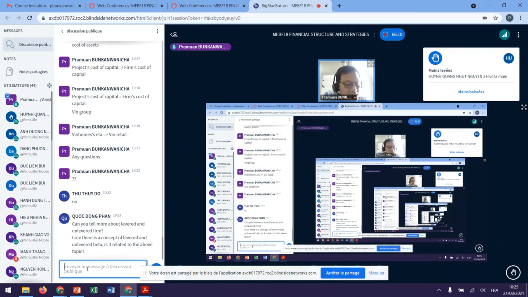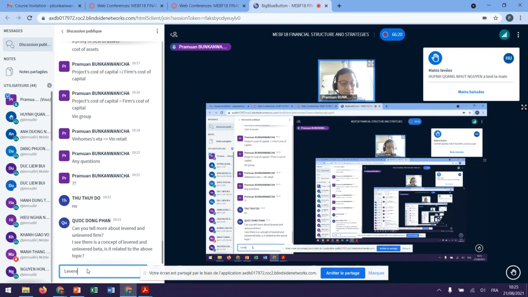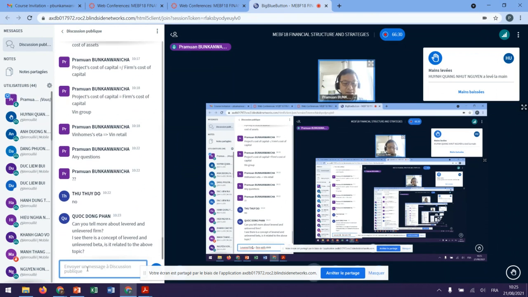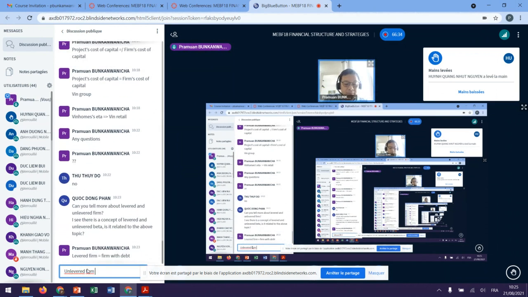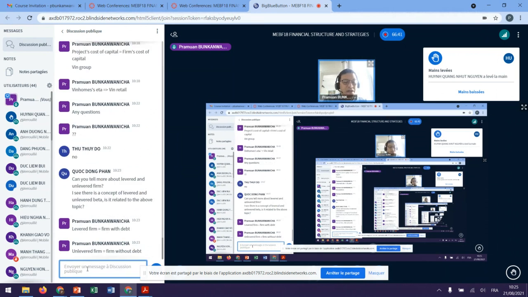Can you tell more about levered and unlevered firm? I see there is a concept of levered, unlevered firm. Is it related to the above topic? So the levered firm is the firm with debt. Unlevered firm is a firm without debt. For example, Apple. Since the unlevered firm has no debt, the firm cost of capital will automatically equal the equity cost of capital because you have only equity, isn't it?